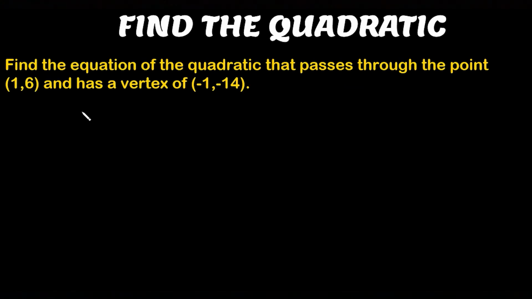So here's our first example, and it's asking the following. It says, find the equation of the quadratic that passes through the point (1, 6) and has a vertex of (-1, -14). So whenever they give you the vertex, you want to immediately start thinking vertex form, right? Because that's going to be the best format to put this in. So vertex form is going to be y equals a, and then you have x minus h squared, and then plus k, okay?